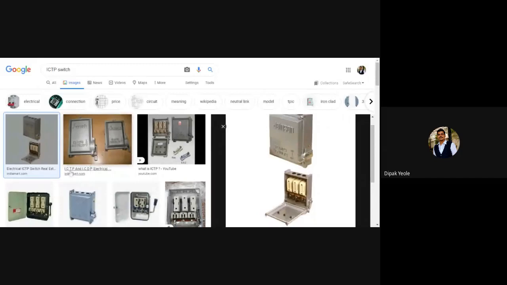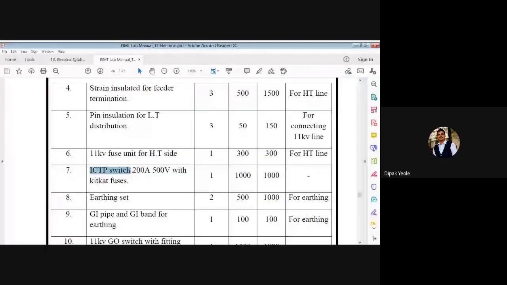So these are some pictures of ICTP and ICDP switch. Yes, it is made up with the ironclad. Yes. Now the next part is जे पार्ट्स तुम्हाला दाखवतो आहे ना मी, तर ते सगळे इम्पॉर्टंट पार्ट्स आहेत आणि ते you have to identify. So the amount is 1000 and the range you can see over here 200 ampere 500 volt within the KitKat fuse. आपण जे फ्यूज बघितलेत ना पोर्सिलिनचे, ते KitKat फ्यूज होते त्याच्यामध्ये.